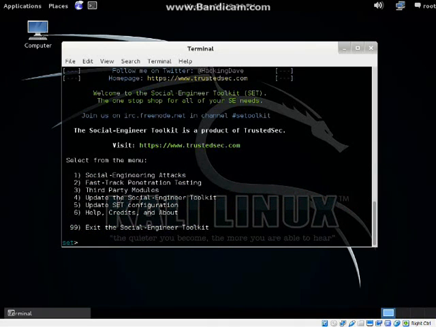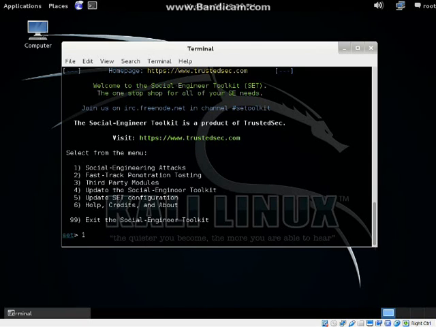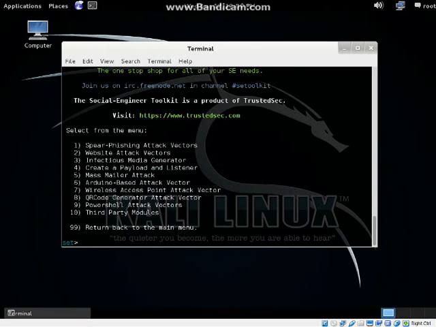I guess I agree. This kind of works like BBQ SQL, social engineering attacks. But yeah, this is mainly just used for finding exploits, spear phishing attack vectors, website attack vectors, create a payload and listener, mass mailer, which is kind of old. Why is mass mailer old?